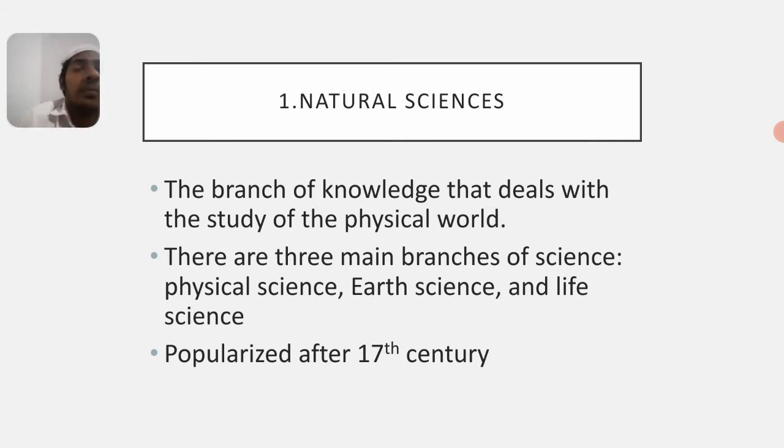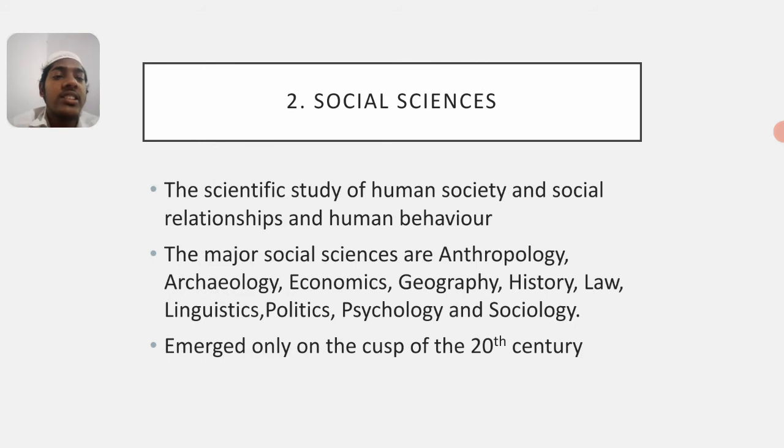But when we understand the three main branches of natural sciences, we will be able to know what natural sciences are. This was popularized after the 17th century. Then we can discuss the second one, that is social sciences.